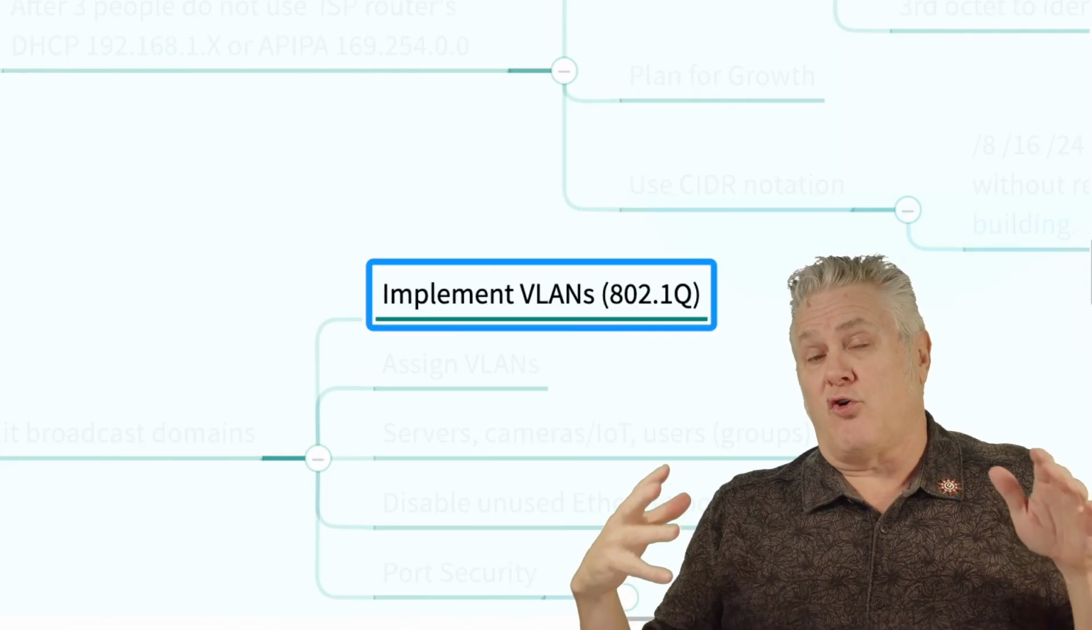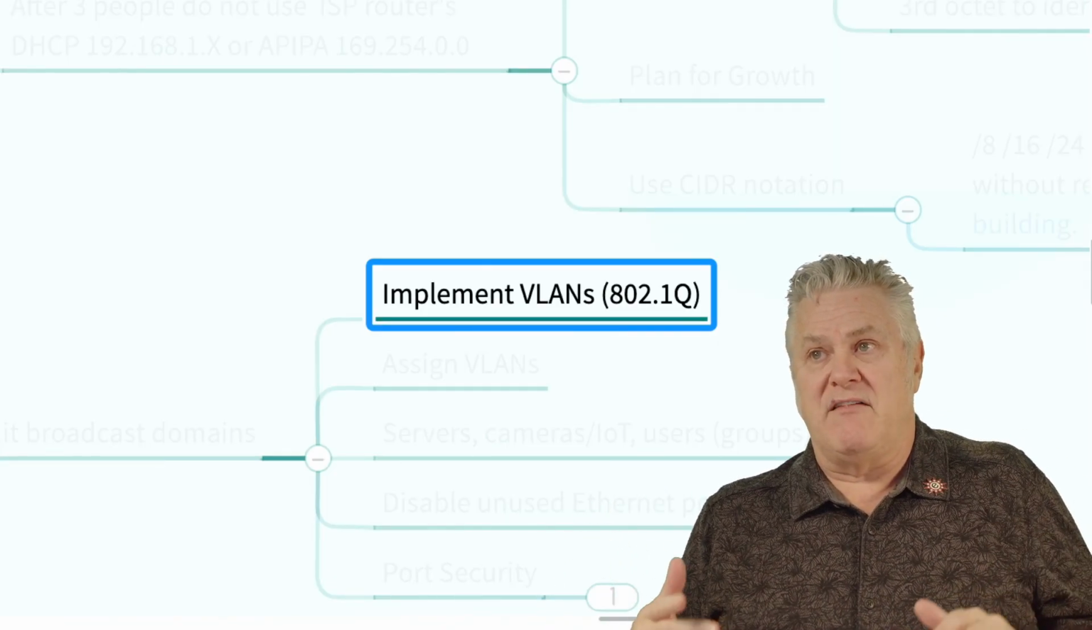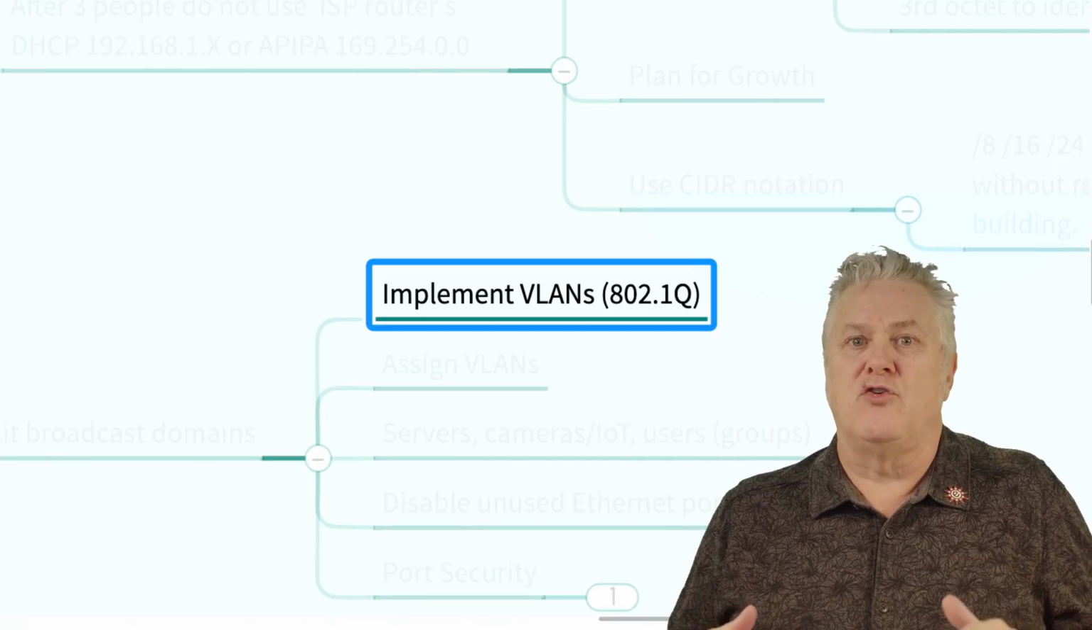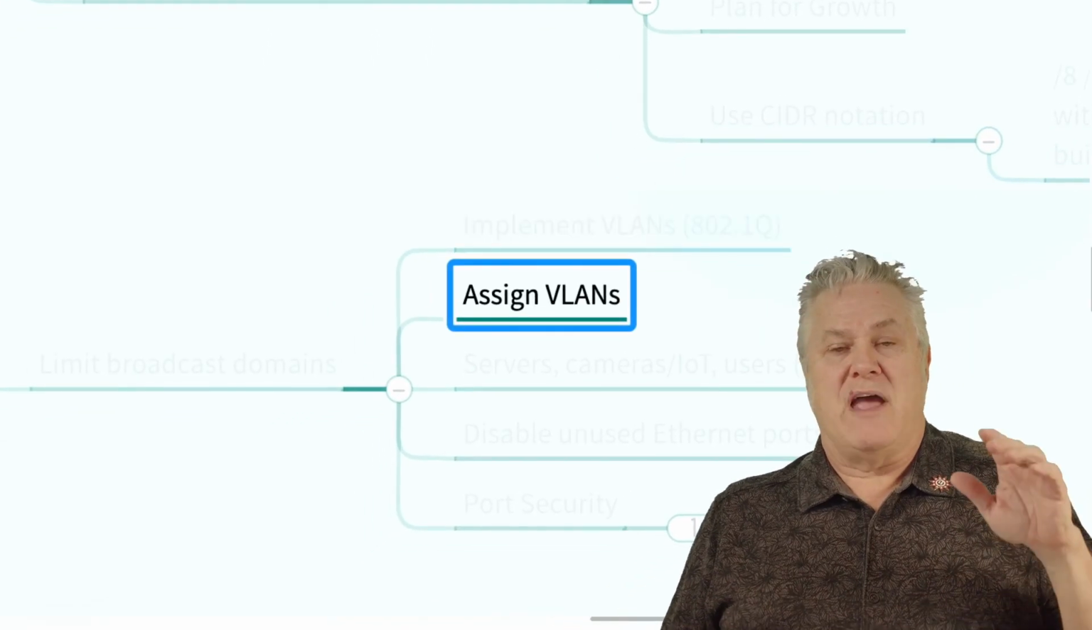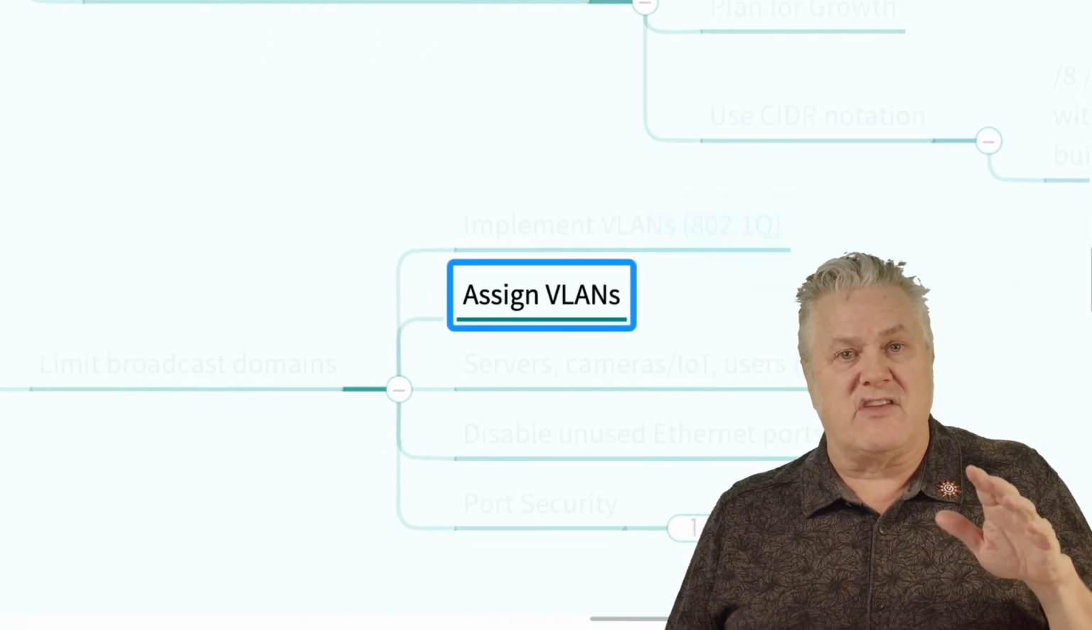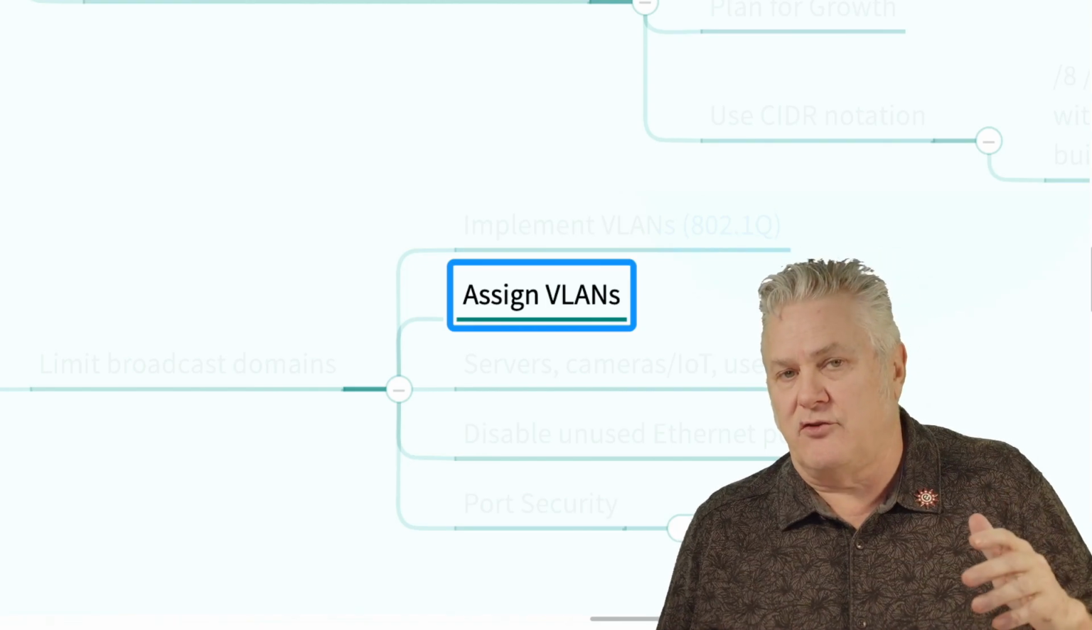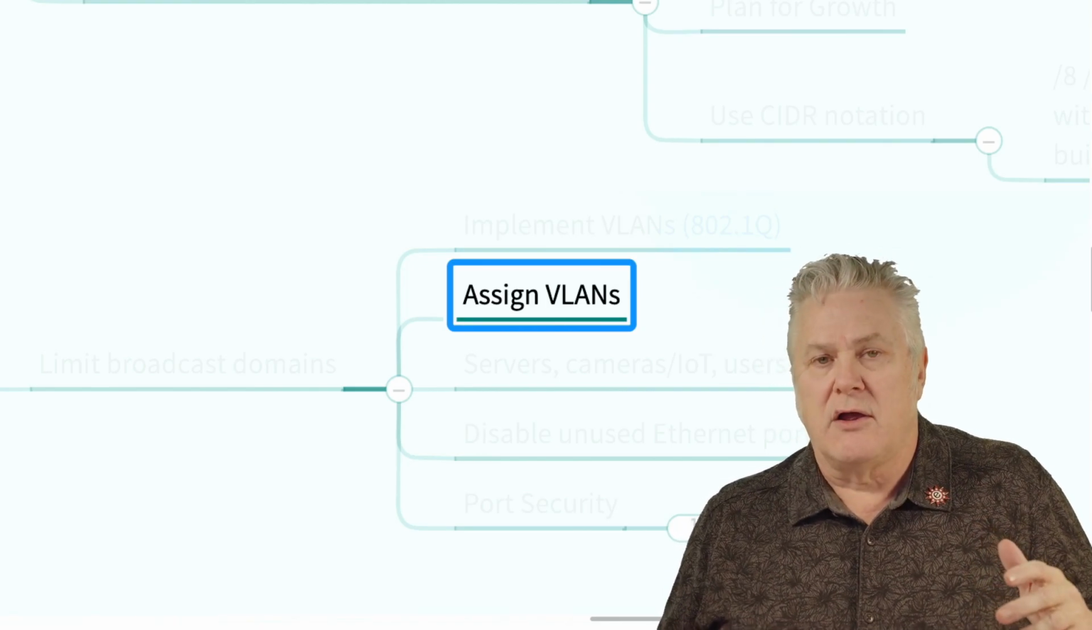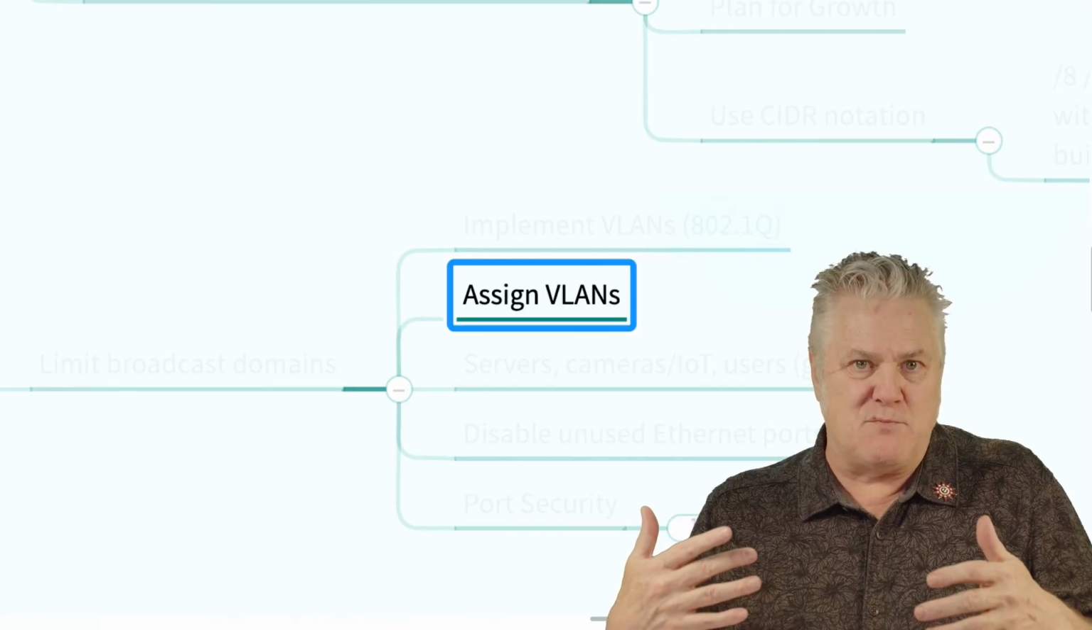What we can do across switching is implement VLANs, which is also called 802.1Q. We have to figure out how to assign those VLANs. That's usually done through network access control methodologies that are out there, but we can do that through the authentication process if we want to.